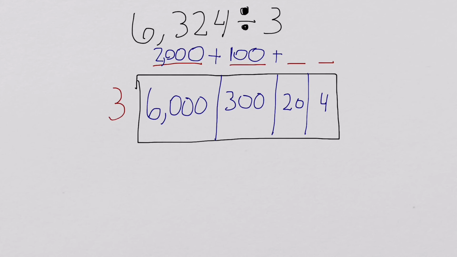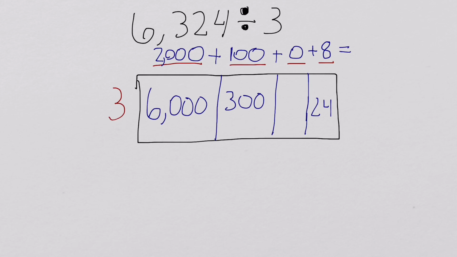But maybe, just maybe, if we combined these two, we would get something that would work for us. So let me erase them. It was a 20 and a 4, so combined, we move the number back, we get 24. I'm going to put nothing up here because we didn't use that place. Well, 3 times what gets us 24 now? Or 24 divided by 3 is what? Thinking of your multiplication facts, we get 8.